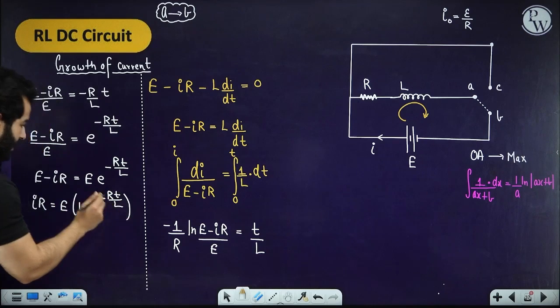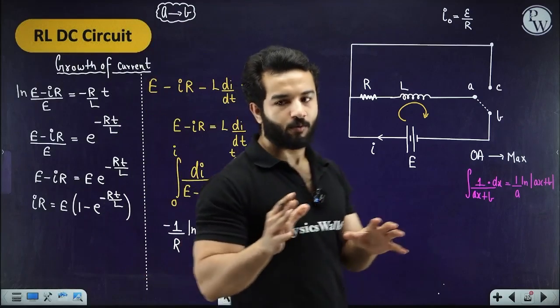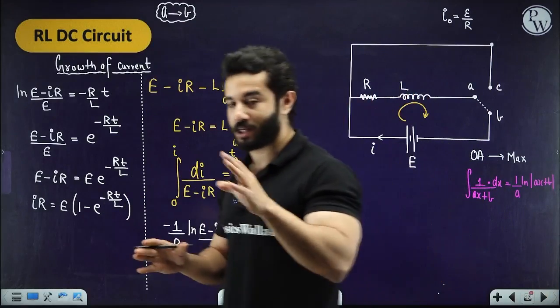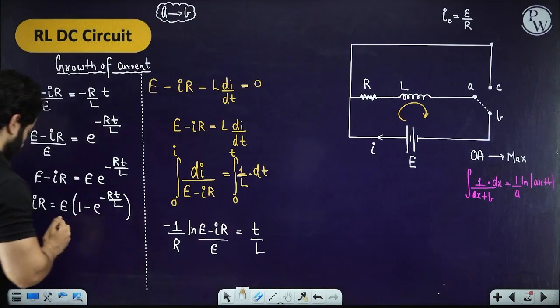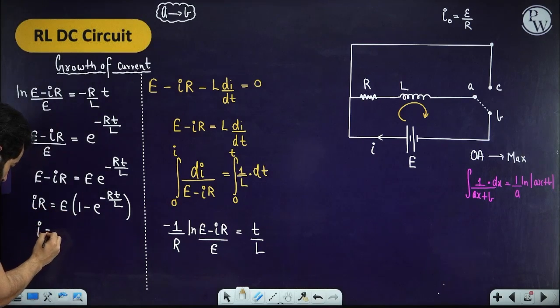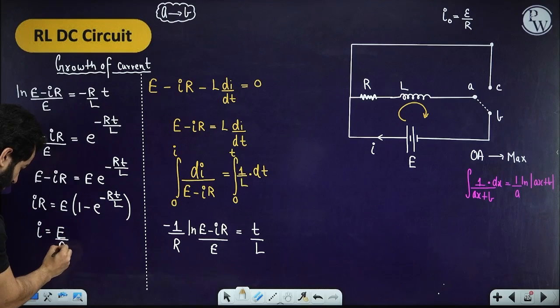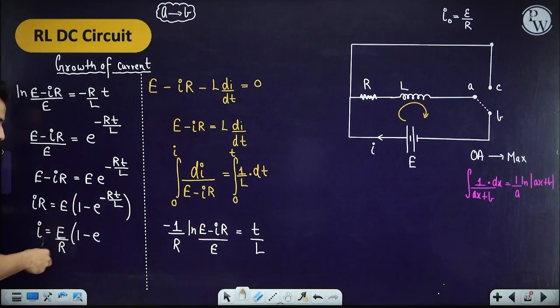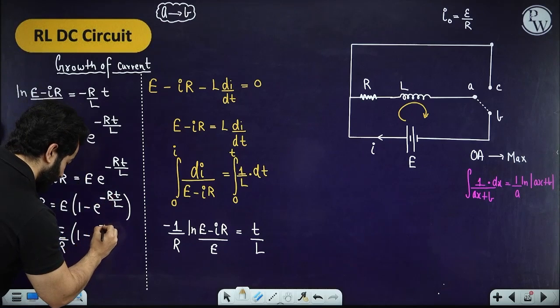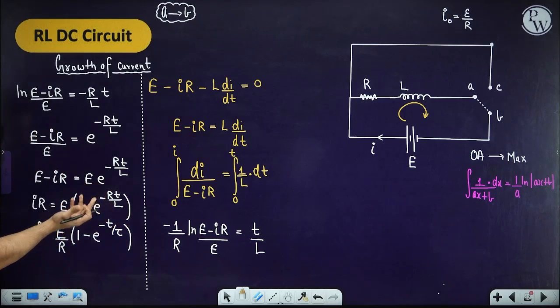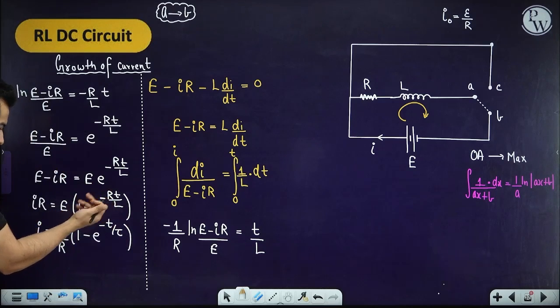Again and again I am saying, even if you are not catching up with me along the derivation, no worries, the final result will be very, very important. So you must remember that, right? So now let's divide that R to the other side. So I equals to E by R times 1 minus e to the power, and now this thing can be written as minus t upon tau. We have written something as tau. You know what that tau is. Tau is actually L by R.